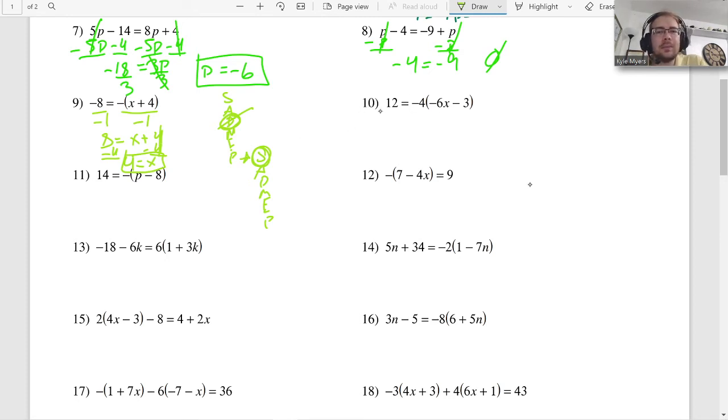Okay, so we have the same thing on number 10 here. So I'm going to do the exact same thing. Divide by 4, divide by 4. Boom. This is going to be -3. -6x minus 3. And now I do SADMEP all over again, now that I've broken open that parentheses. So I add 3 on both sides. And then I'm going to get 0 equals -6x. Divide by -6. X equals 0. There we go.